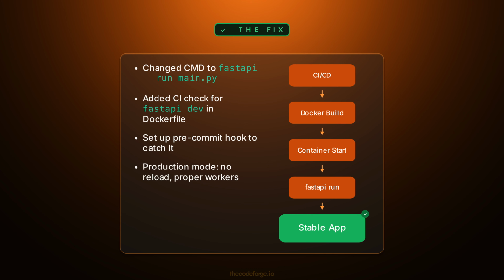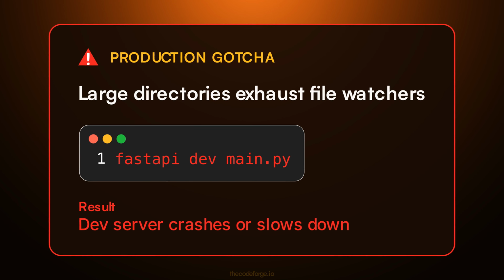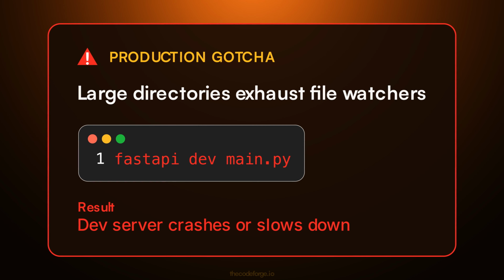fastapi run is the production command. It enables proper worker management, no reload overhead, and production-grade defaults. The reload watcher watches the entire directory tree. If you have a node_modules or giant data folder, it can exhaust inotify watches and crash the dev server. Use --reload-dir to limit the scope.